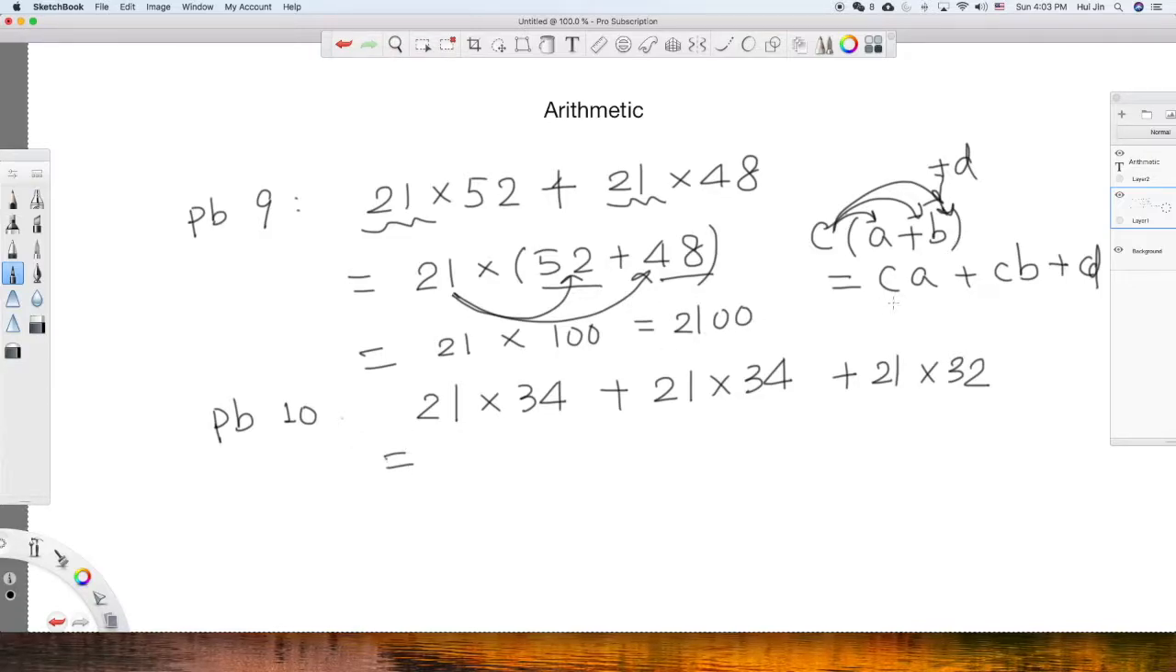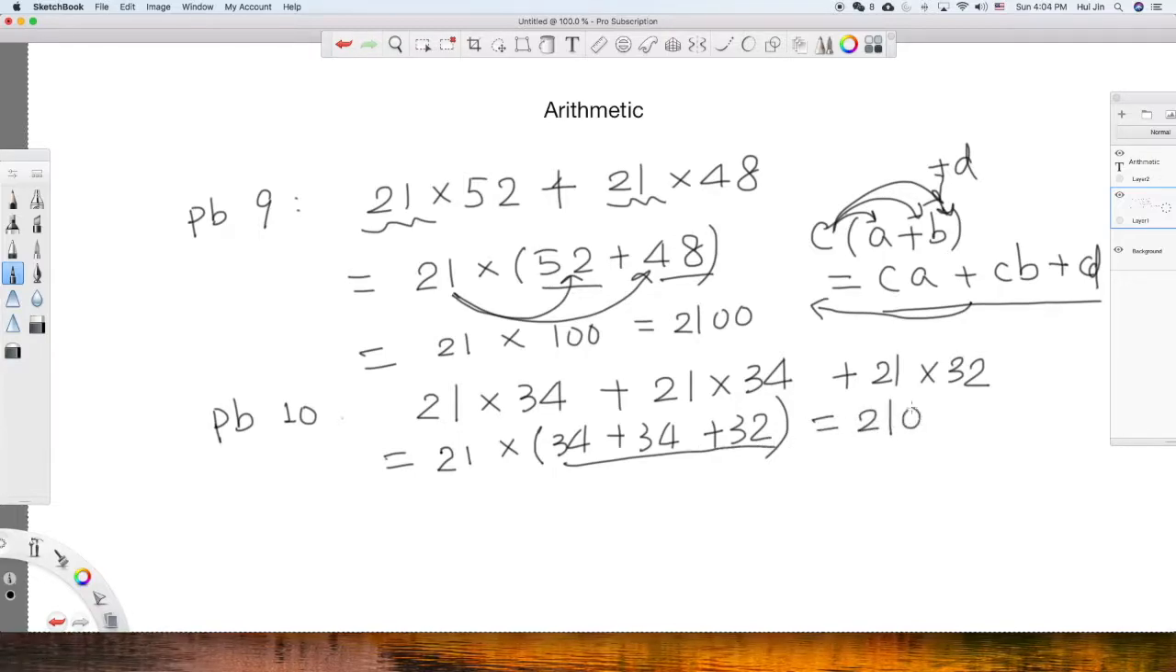And of course it's true that from the right side to the left side, which is the factoring side, as long as you have a common factor, you can pull the common factor out. So for this problem, it equals 21, which is a common factor, times (34 plus 34 plus 32). Now you can hear this was constructed to add up to 100. So again, it equals 2100.